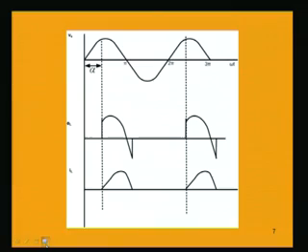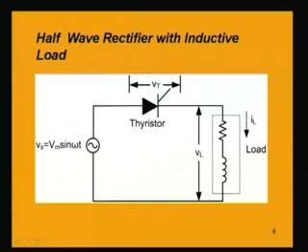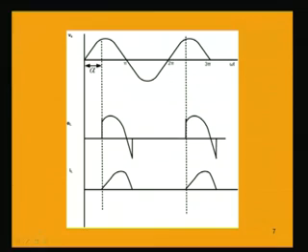So, what will happen here is that this inductance will not let the current stop immediately to 0 once the thyristor turns off, but it will be allowing the current to continue for some more time, because the current cannot immediately become 0 in an inductance. It will be following the exponential curve.